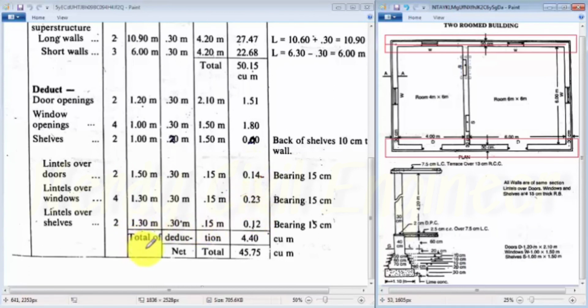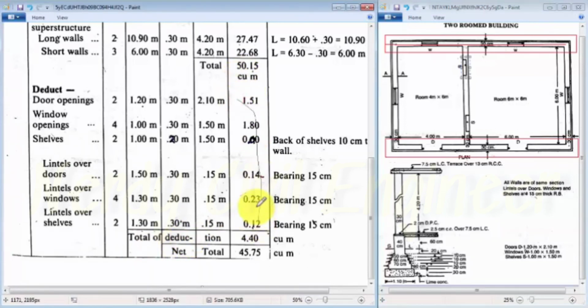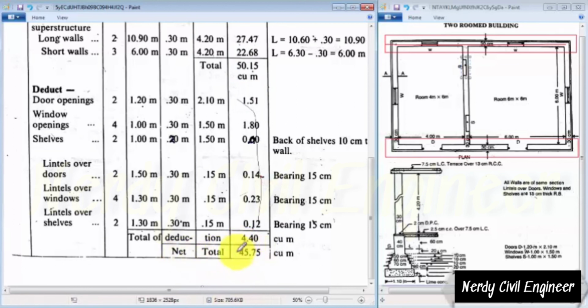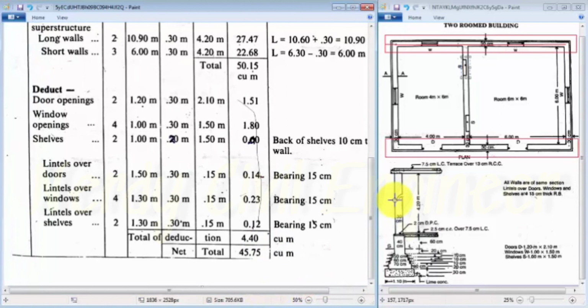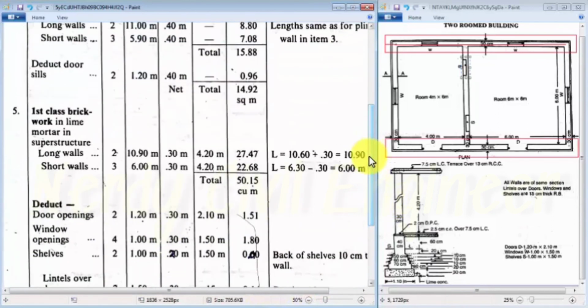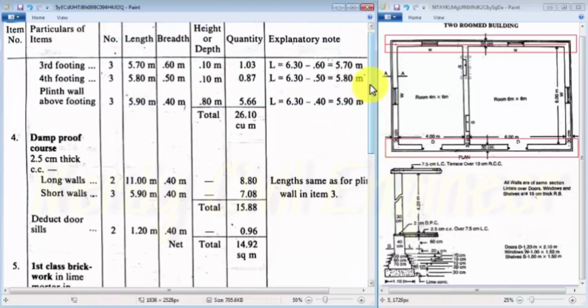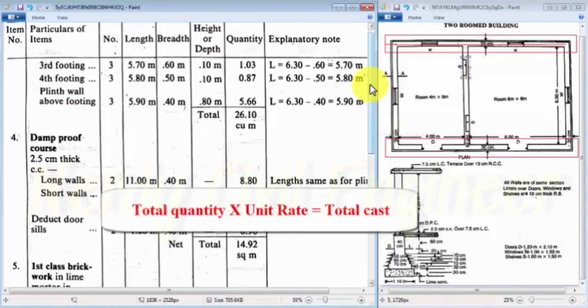After getting the quantity we will add, of course, starting from the door openings, window openings, shelves, and the lintels. Adding up everything, we will deduct that from the quantity of the first class brickwork in superstructure, and the rest will be the total quantity of the brickwork in superstructure. So there are two differences here that you should keep in mind. In case of shelves, we don't consider the full width of the wall, but only the opening. But in case of lintel, the calculation considers the full width of the wall.